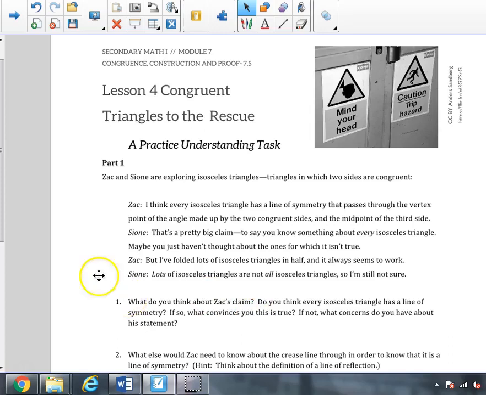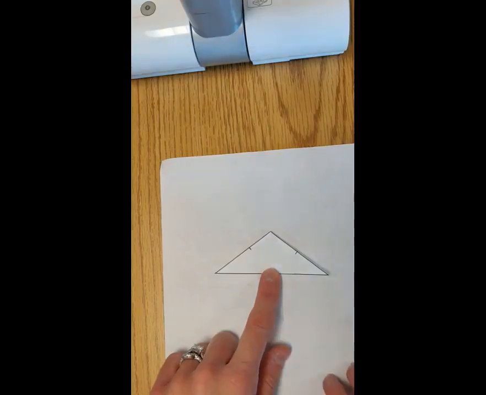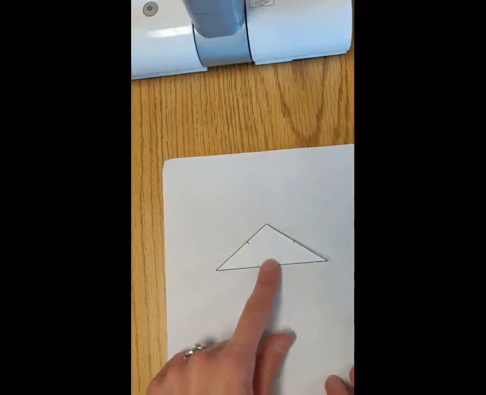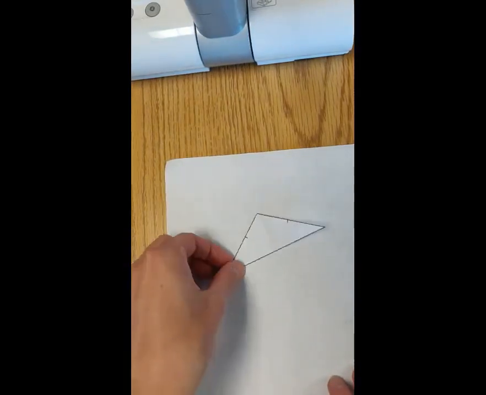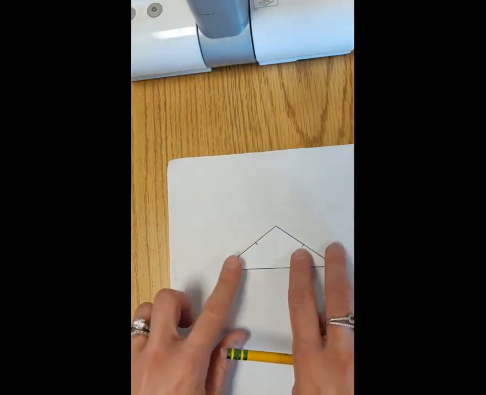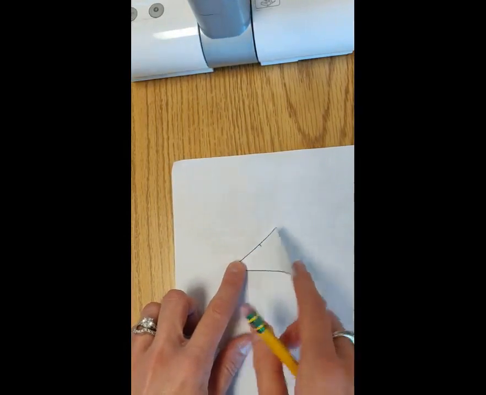So what we did for this first part is we took an isosceles triangle and we physically folded it along the line of symmetry to see if his claim is true. In the paper folding experiment, we were given these pre-cut triangles and we were asked to figure out if Zach's claim is true.